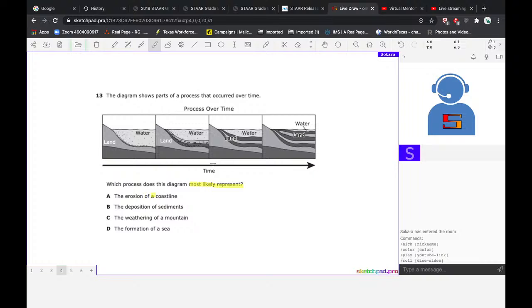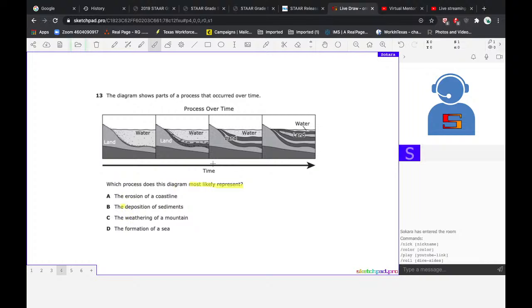A, the erosion of a coastline. Well, this diagram specifically is not actually showing erosion. It's actually showing deposition of sediment, while erosion is the removal of sediments.